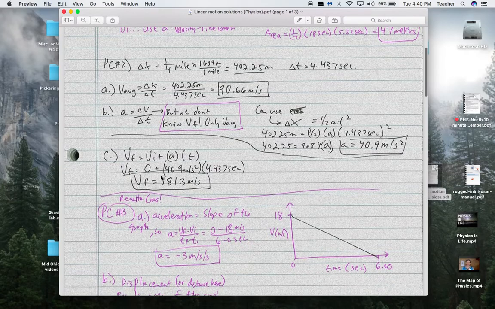Part C, asking for the final velocity. Now we've got this. This is a version of formula 3. So we know our acceleration times time. That gets us our final velocity. So it's accelerating at about 41 meters per second every second and doing that for a little over 4 seconds.